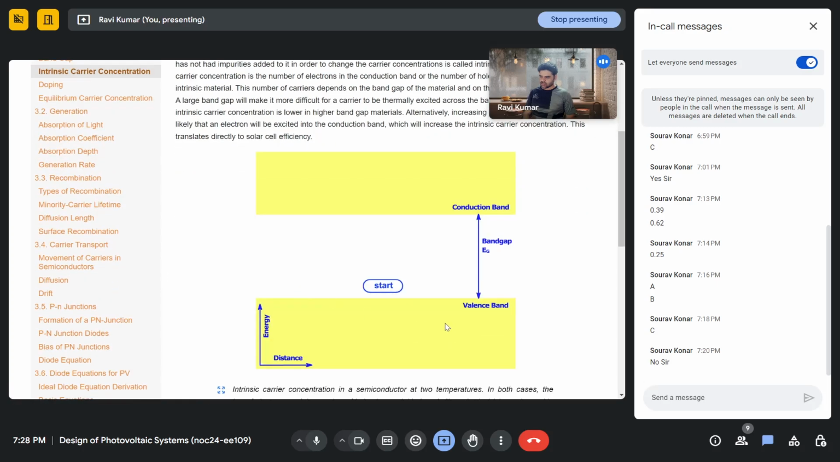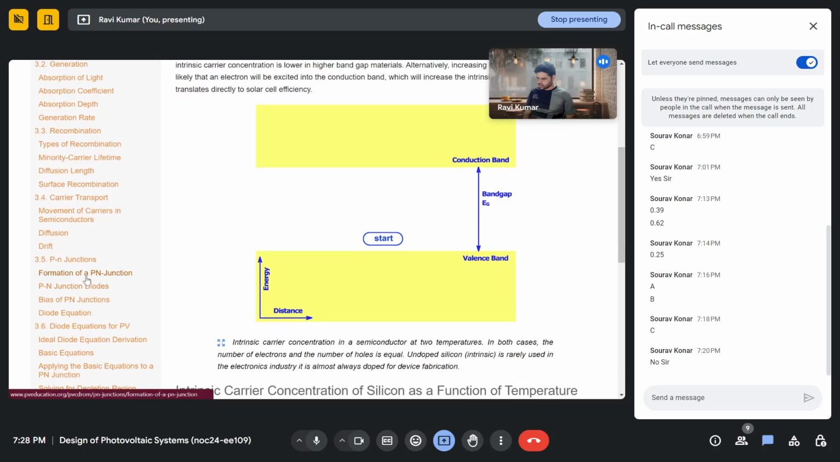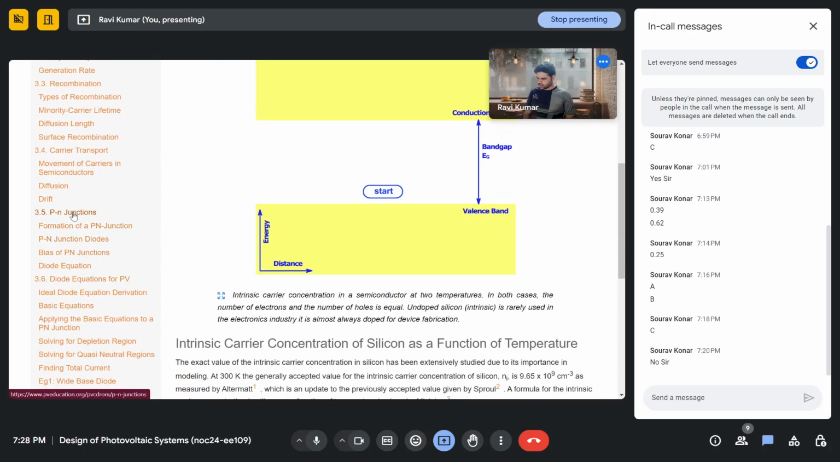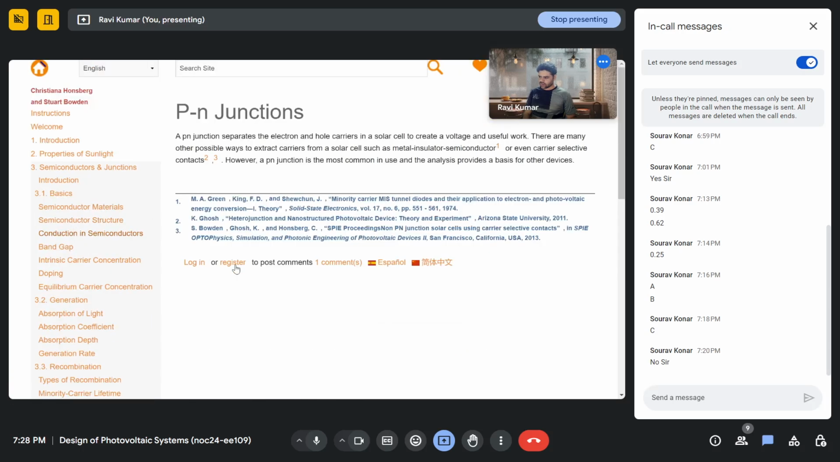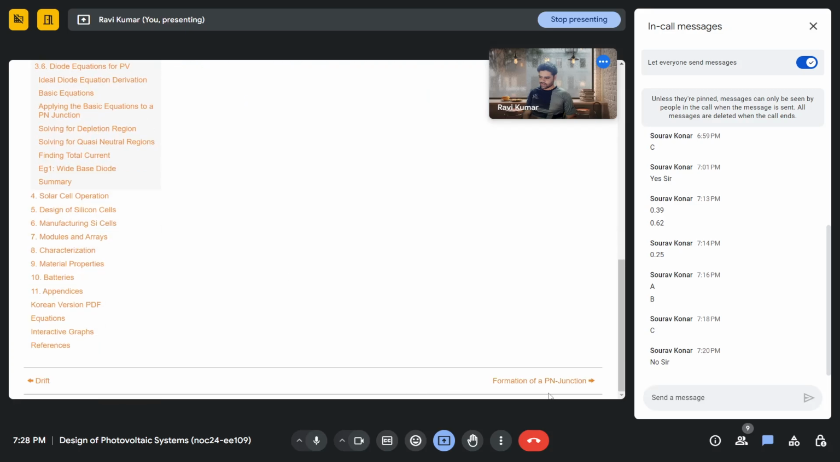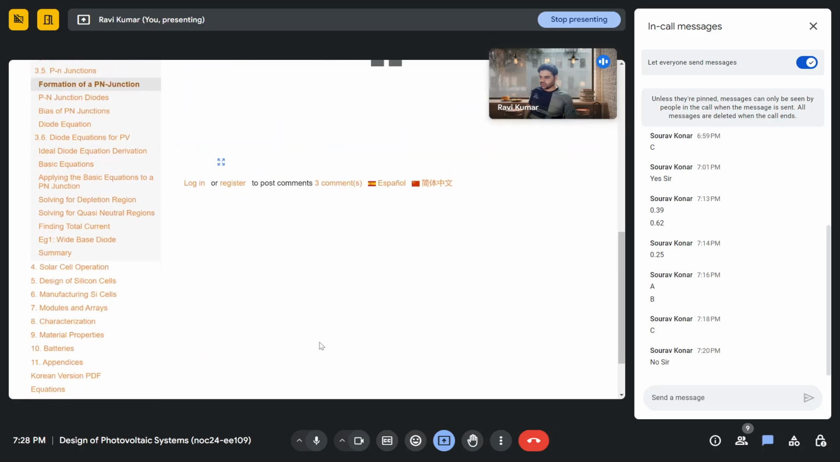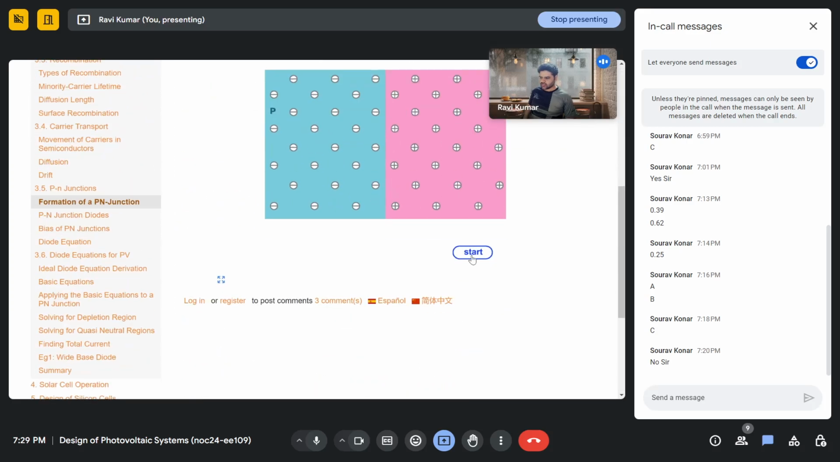Even this is all about the semiconductor. I'm just showing you; we just go through it once. See, valence band, conduction band, and even this is the PN junction. Because a solar cell is a PN junction device only. So we will see some animations of the PN junction like this.